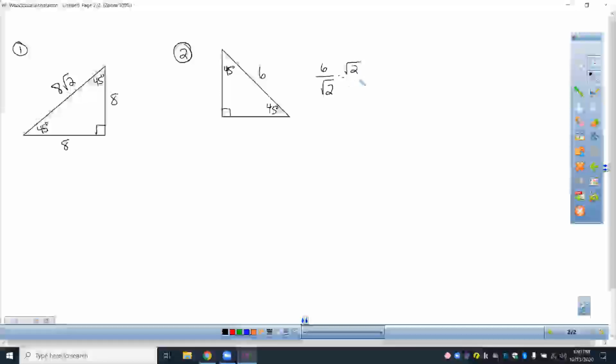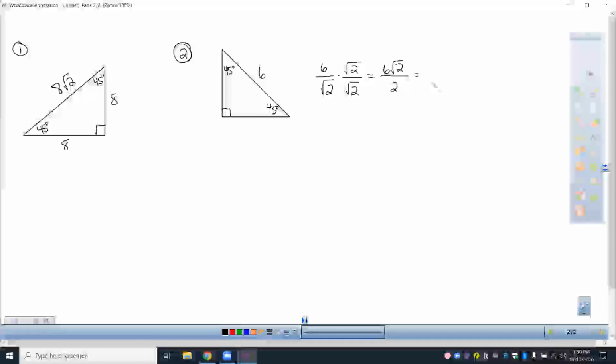So we're going to multiply numerator and denominator by that square root there. For my numerator, that's going to give me 6 square root of 2. For my denominator, I have square root of 2 times square root of 2, which is just 2. And then coefficient 6 and 2 can be simplified into 3. So this is 3 square roots of 2. And that would be for both legs.